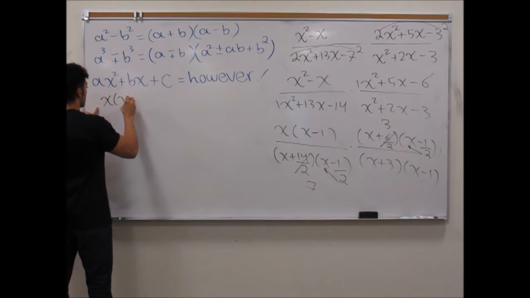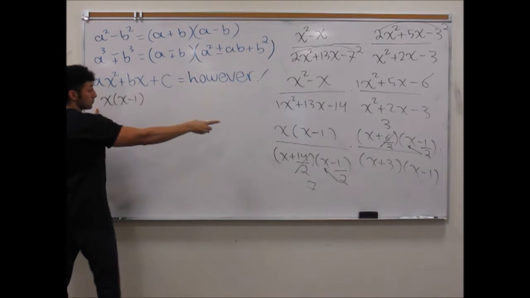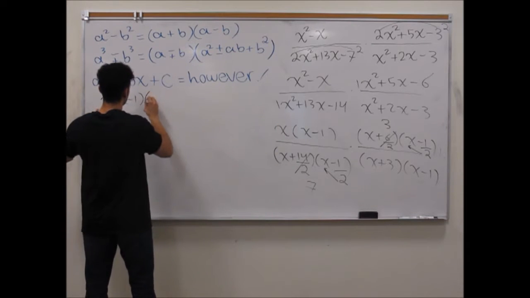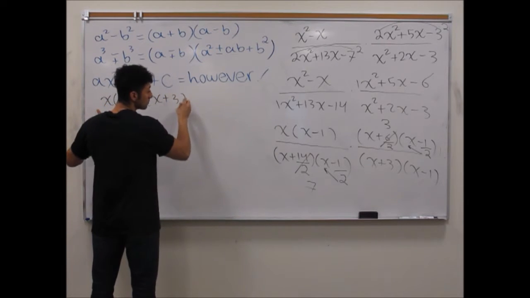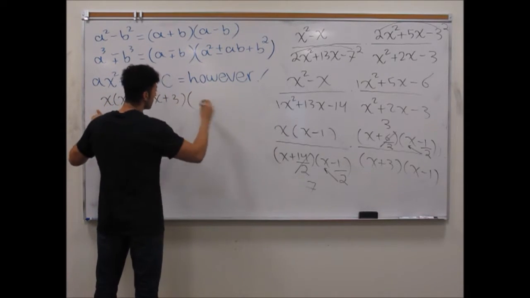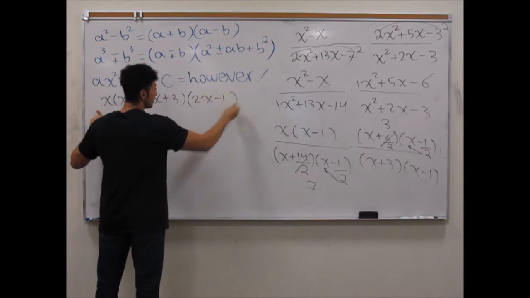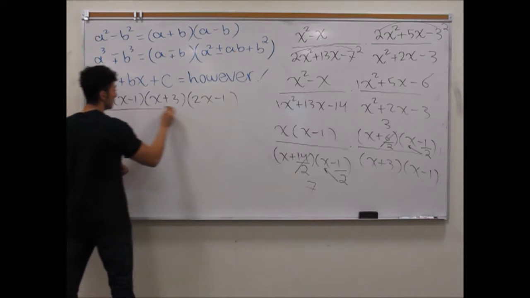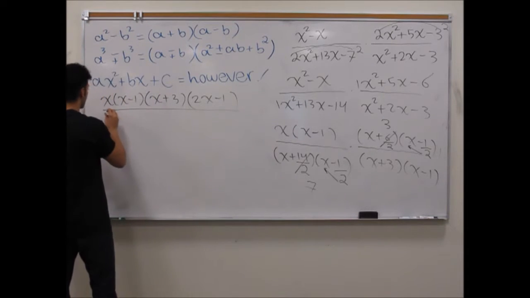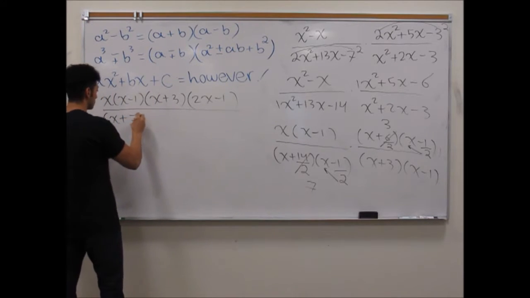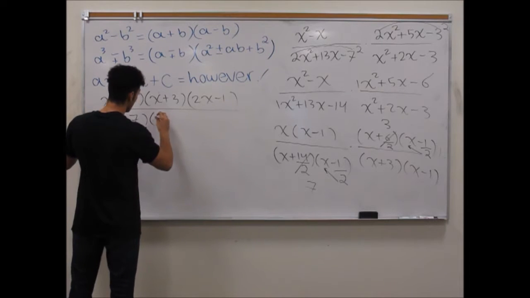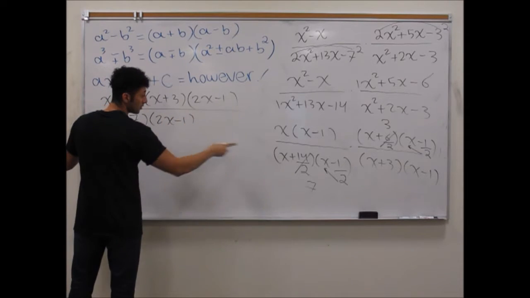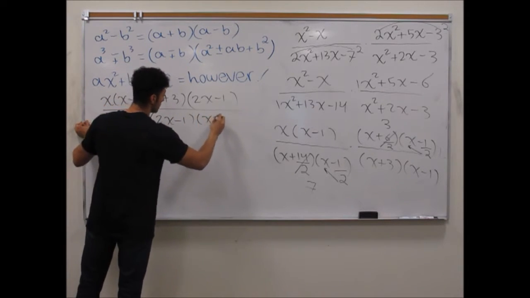We got x minus 1, x plus 3. Now if the 2 comes back, it'll be 2x minus 1. So since everything was being multiplied in the numerator, I just wrote it out like this. So we got on the denominator x plus 7. Bringing the 2 back. And x plus 3, x minus 1.